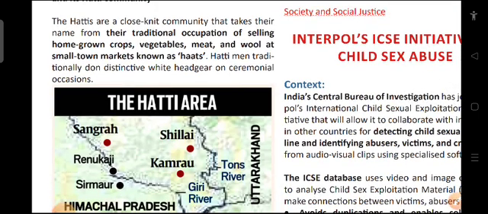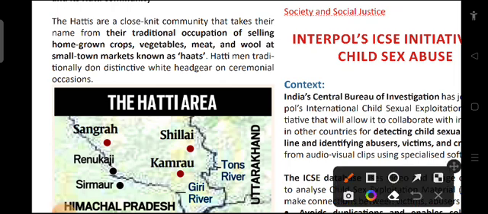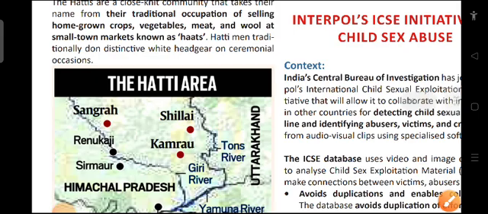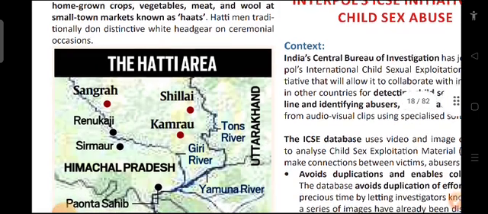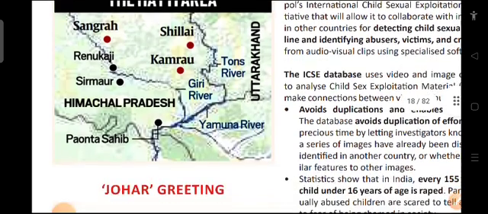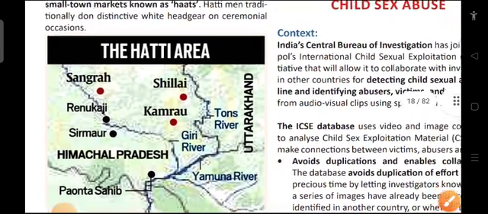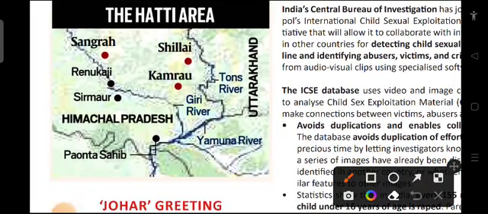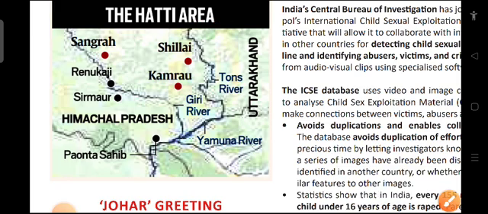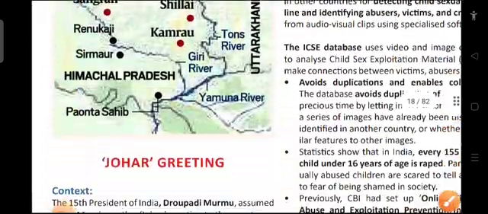Hatti men traditionally wear headgear on ceremonial occasions. I'm not sure about the exact wording, so there is some doubt in this particular line. So this is the Hatti area. It is in Himachal Pradesh.